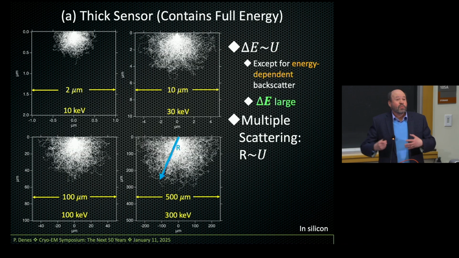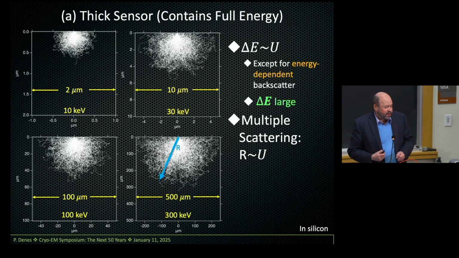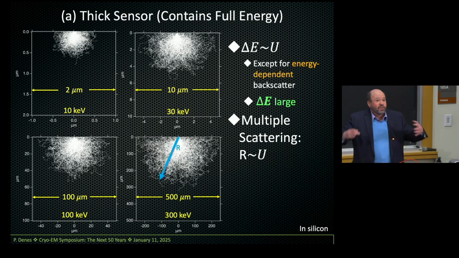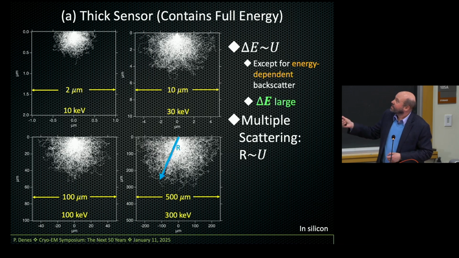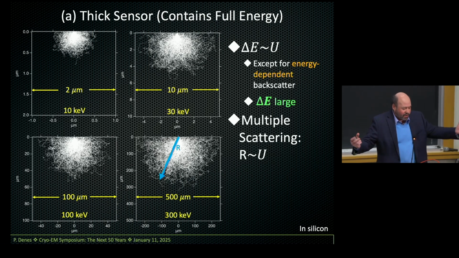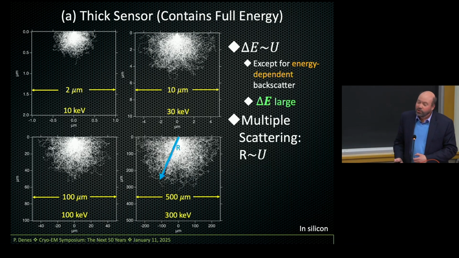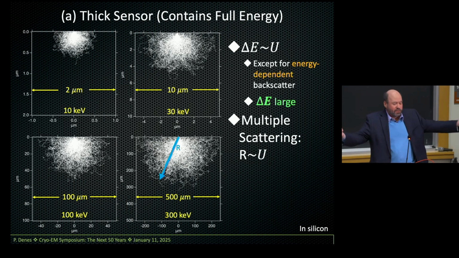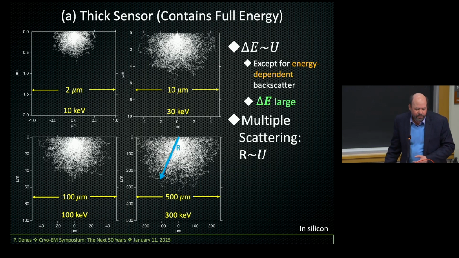So if we have a thick sensor that contains all of the energy, then depending on the energy of the electron, if you notice the energy scales and the distance scales, a bunch of electrons come in, they will make this blob that has a radius proportional to the range R. And as the energy of the electron goes up, the size of this blob goes up. The good news is we get a lot of energy because we get all of the energy that was deposited, but the bad news is that the multiple scattering, how big this blob is, is proportional to the energy.